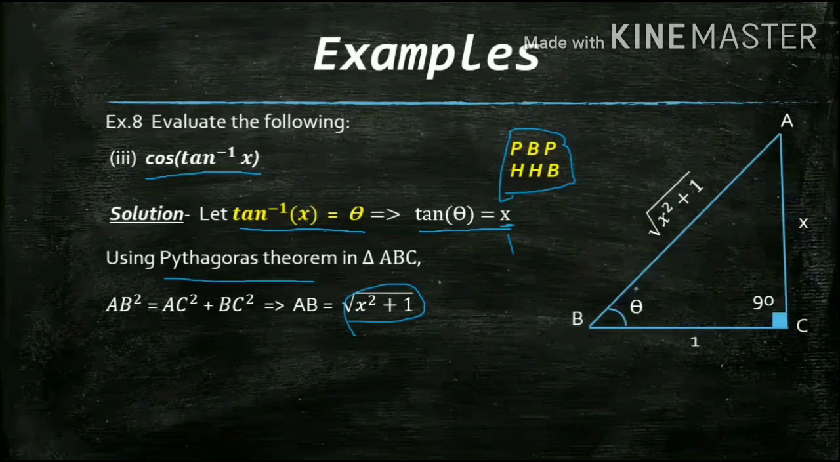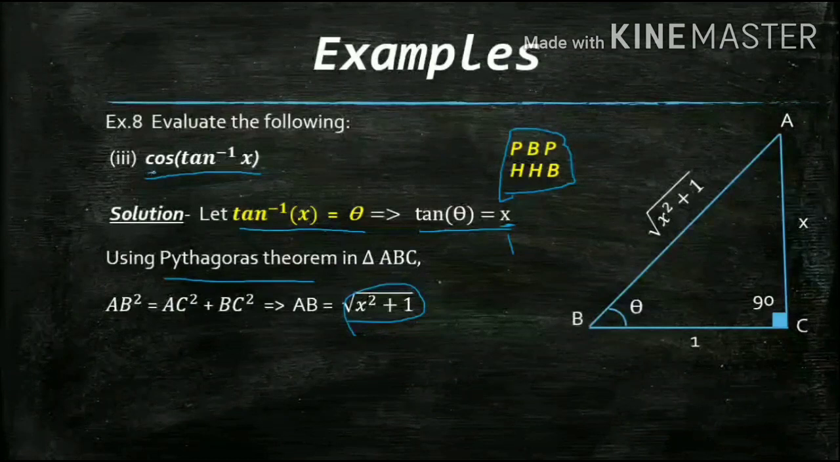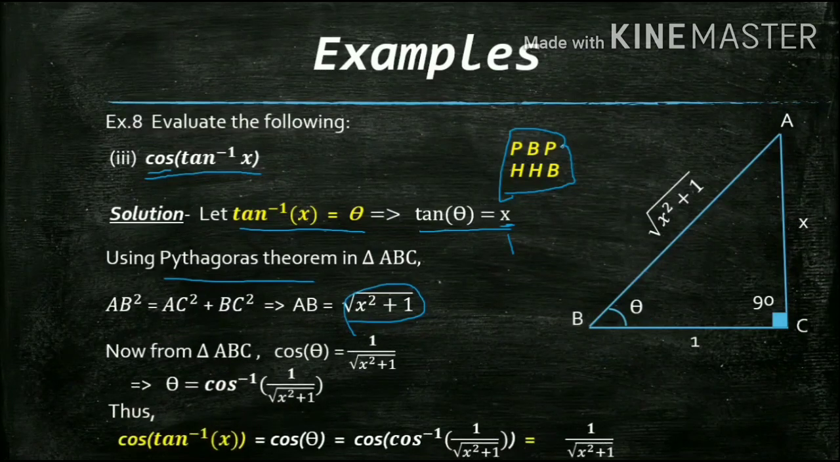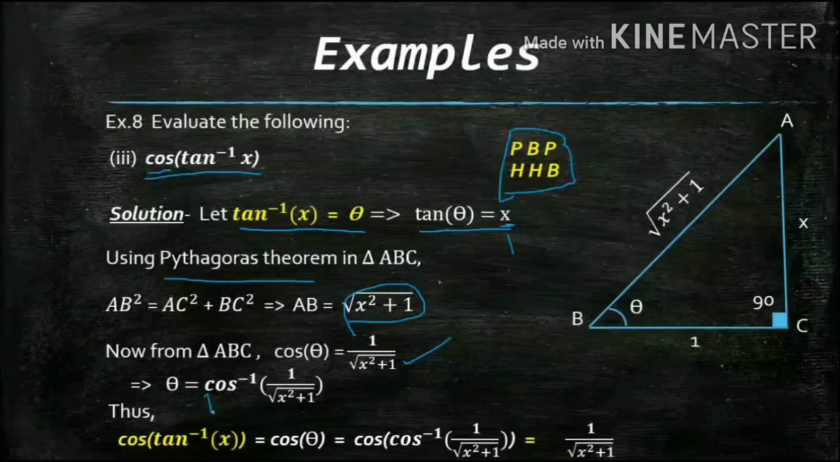This is the length of AB. After that, what you need to do? This is cos over here. So you need to find cos of theta only, not any other. Now cos of theta would be base upon hypotenuse. So base is 1, hypotenuse is square root of 1 plus x square. So cos of theta is this. Okay. Then find theta. So theta would be, take cos that side. So it would be cos inverse of 1 upon square root of x square plus 1. Clear?